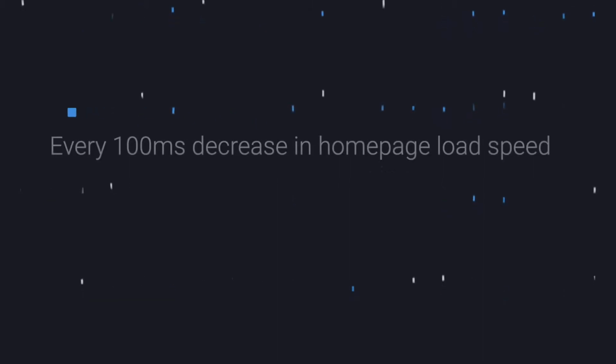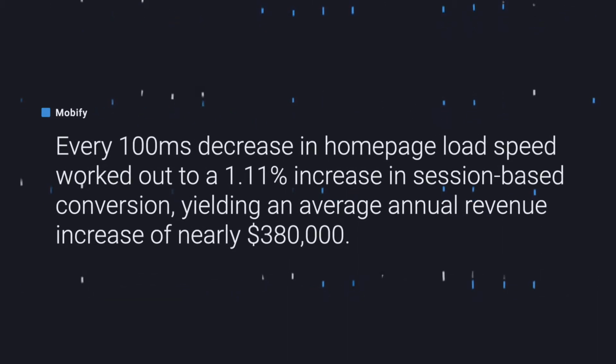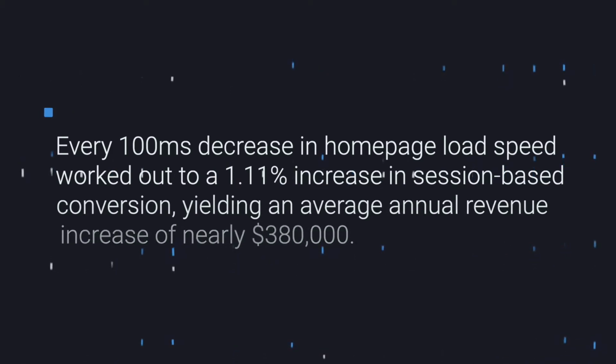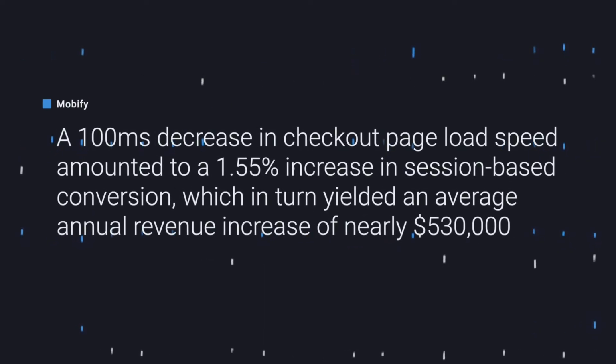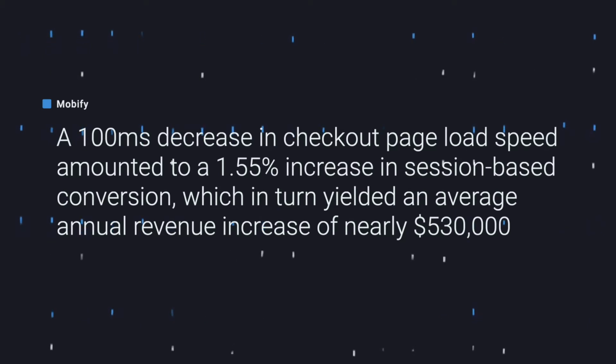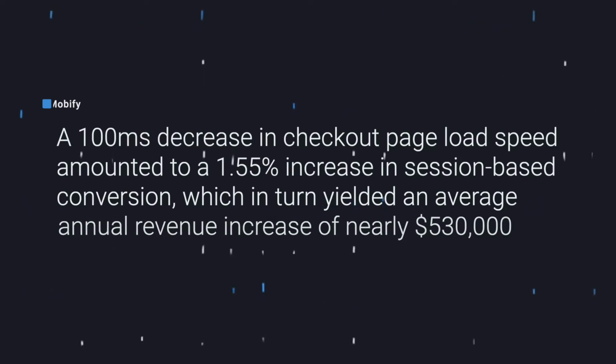For Mobify, every 100 millisecond decrease in homepage load speed worked out to a 1.11% increase in session-based conversion, yielding an average annual revenue increase of nearly $380,000. Additionally, a 100 millisecond decrease in checkout page load speed amounted to a 1.55% increase in session-based conversion, which in turn yielded an average annual revenue increase of nearly $530,000.